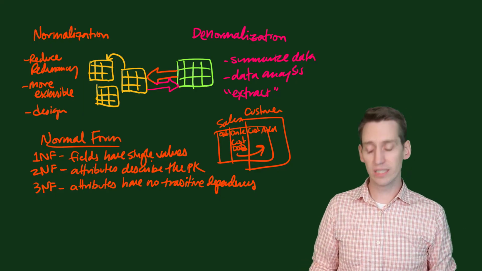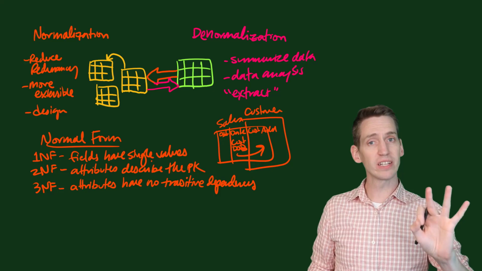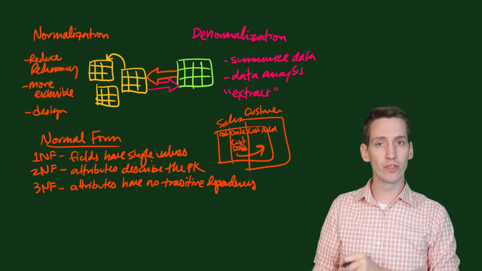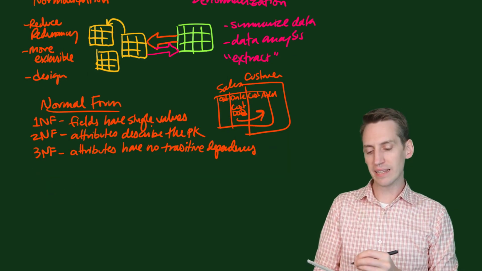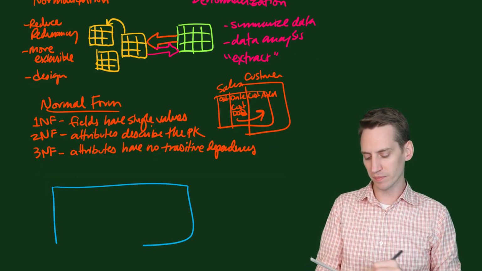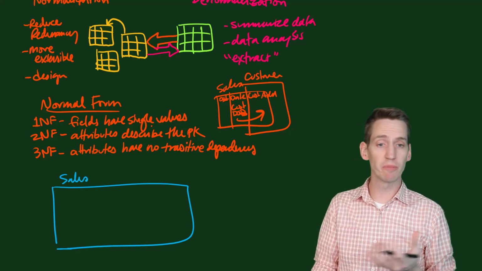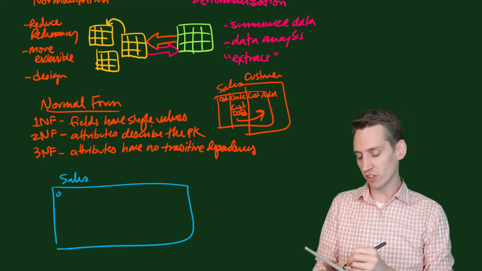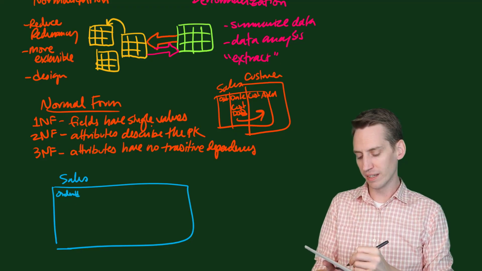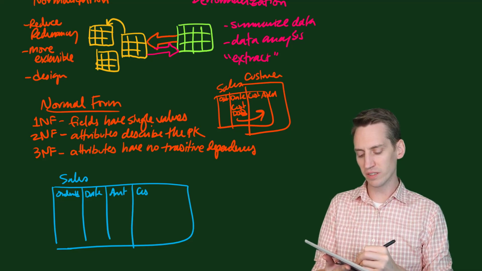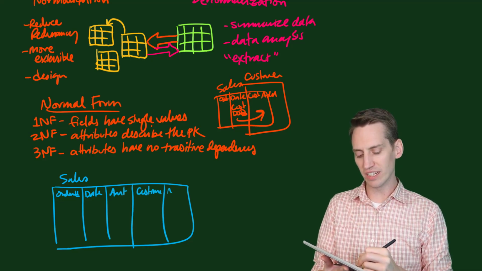So why do we do this? Well, there are three specific anomalies that we're trying to avoid by putting our databases in third normal form. Let's say that I have this sales table. And in the sales table, I have some attributes. So I have an order number, I have a date, I have an amount, I have a customer, and I have a customer address.